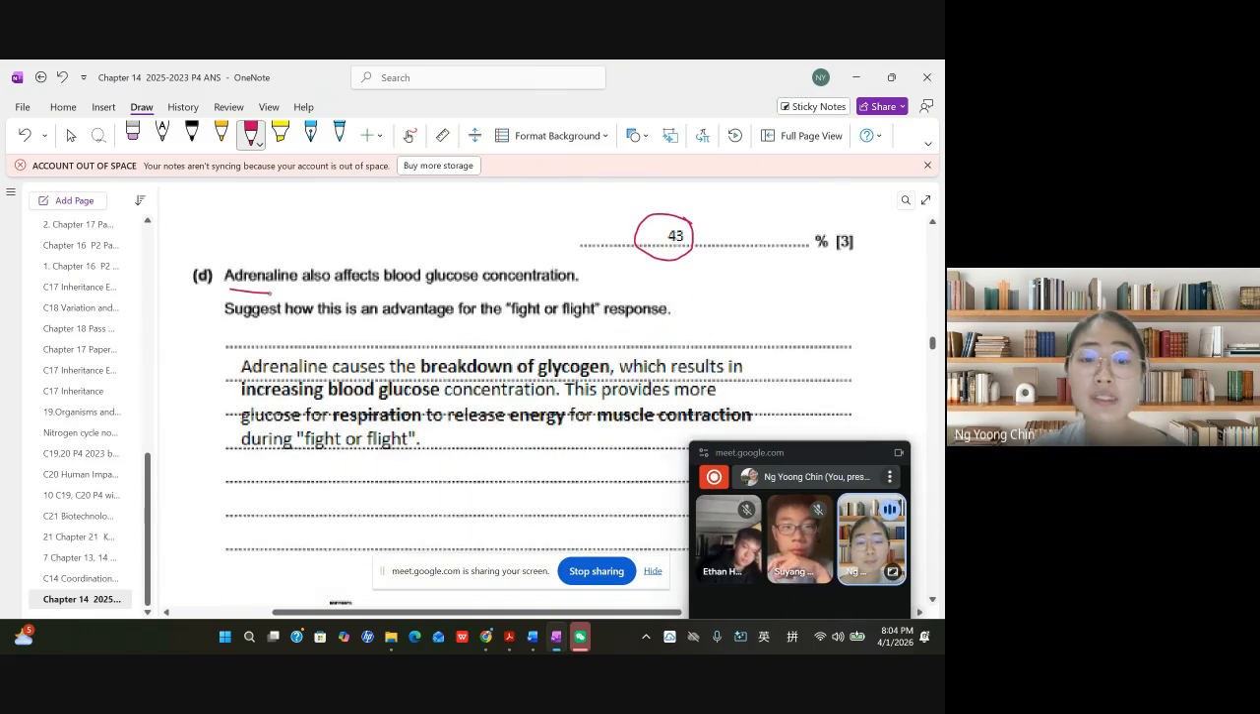And then for this one, adrenaline. Adrenaline is a very important hormone that you should know. Adrenaline is produced from which organ? The organ is on top of your kidney. Adrenal cortex, which is on top of your kidney. So remember, this is your kidney, and adrenaline is called 肾上激素.